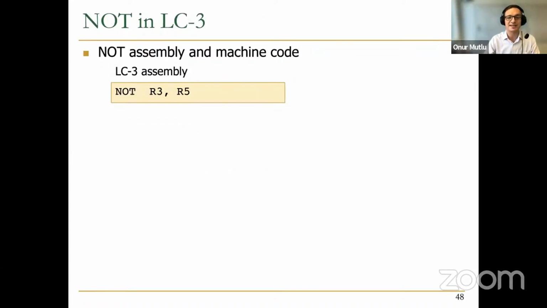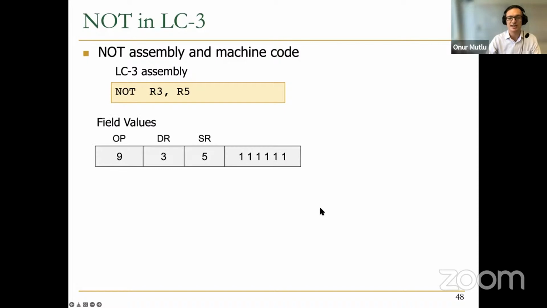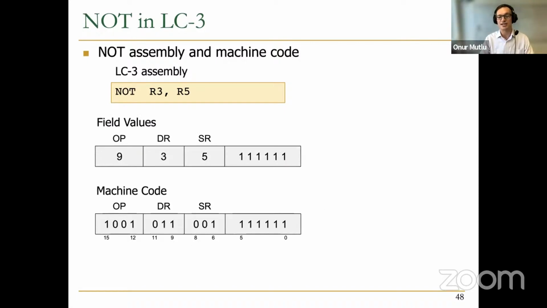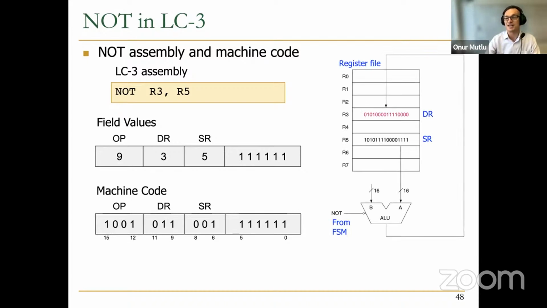Now let's take a look at NOT in LC3. This is the assembly code, as we have seen yesterday for many instructions. This is the field values of a 16-bit instruction. And this is the machine code, the 16-bit encoding of this particular instruction. So there's nothing magic about it. You have a destination register and a source register, and then an opcode. And the remaining bits are specified by the ISA to be all 1s. And this is how it operates, basically.